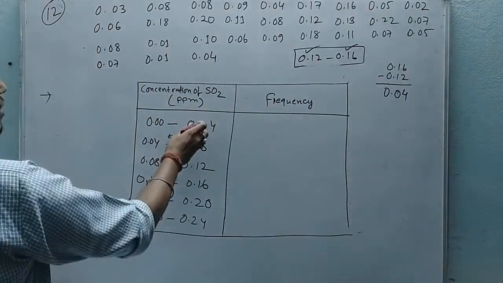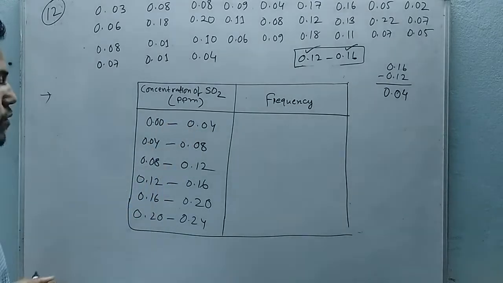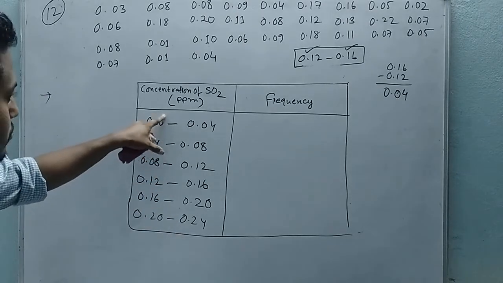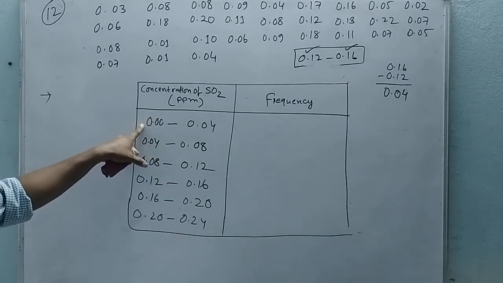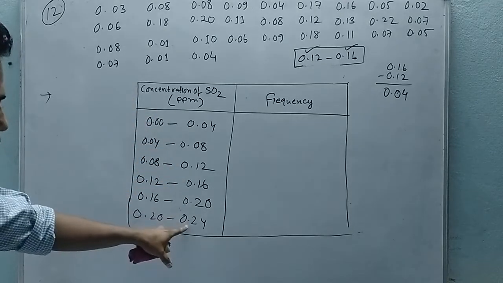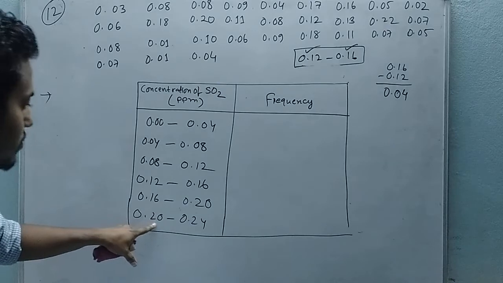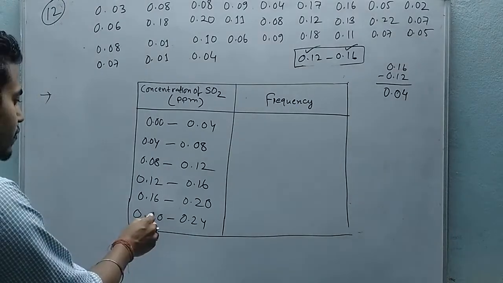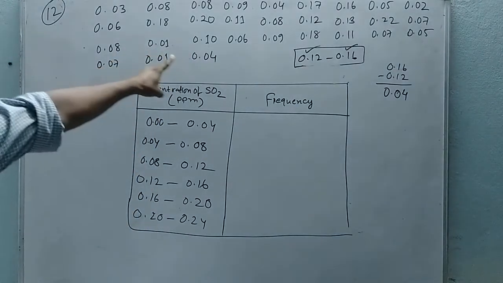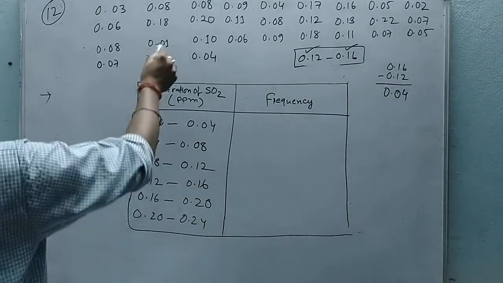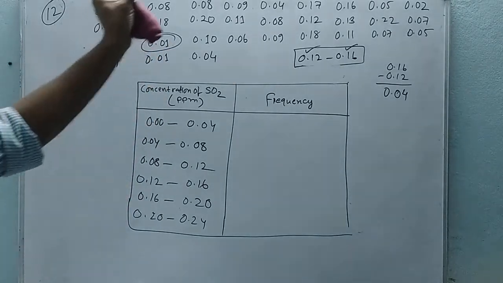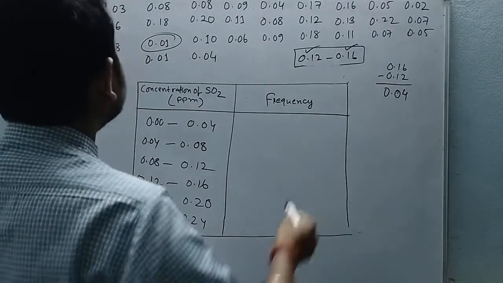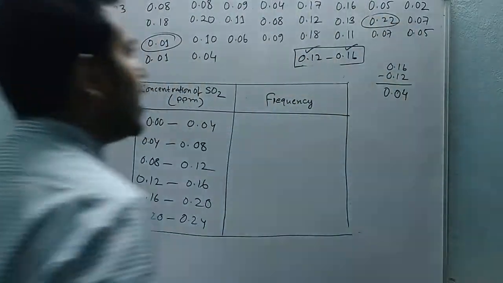Now you have one doubt: sir, how can we identify that? We choose the first number 0.00 as the starting number, and how do we know we will end in the last class interval 0.20 to 0.24, okay? So we will identify from this data. In this data, what is the lowest number? The lowest number is 0.01, okay? And what is the highest number? The highest number is 0.22. This is the highest number.